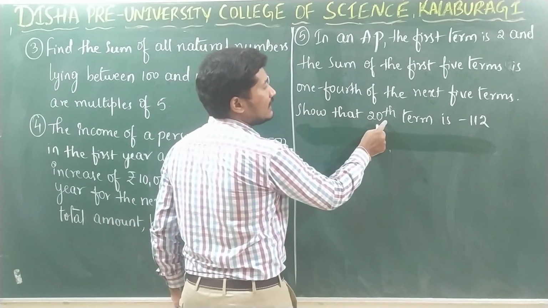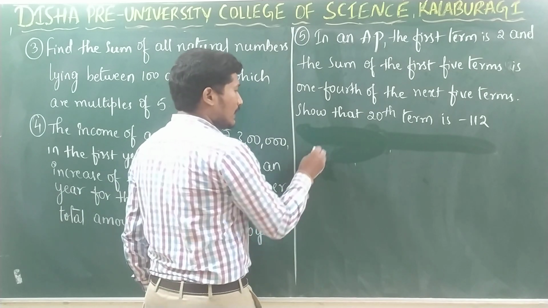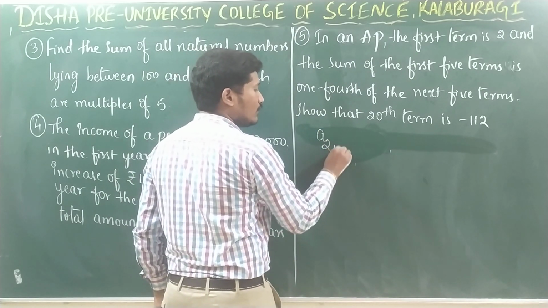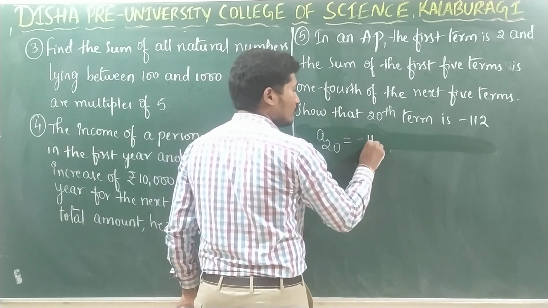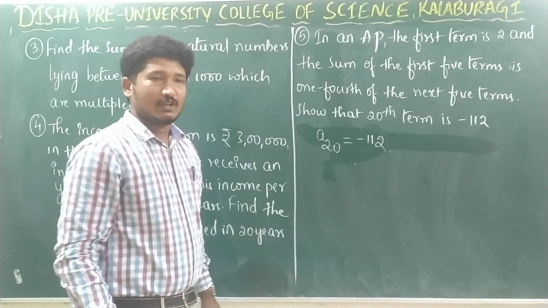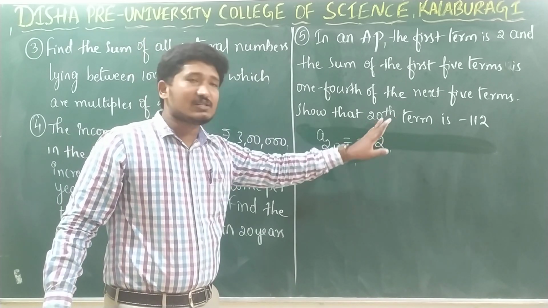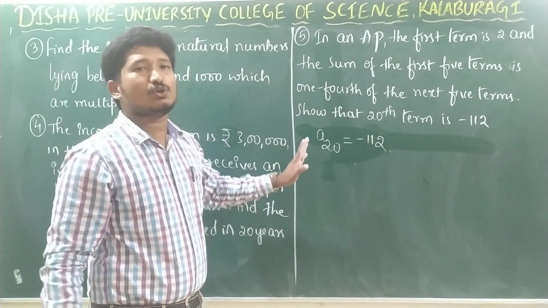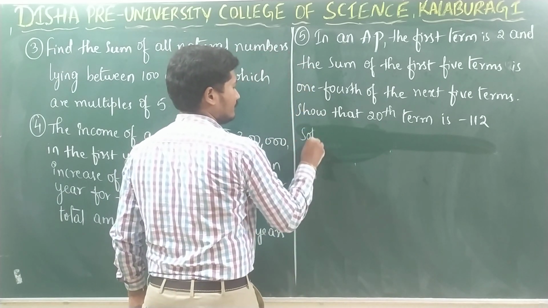Show that the 20th term is minus 112. The 20th term in the sense what? A20. So we have to show that A20 is equal to minus 112. We have to show this answer, that is, that the given answer is correct. Right? So how to prove that? See here. Solution.